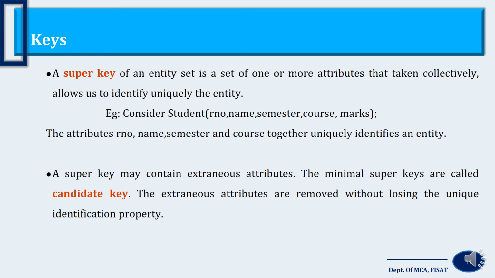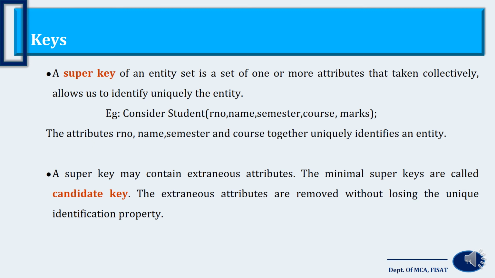This super key may contain some extraneous attributes. So the minimal super keys are called candidate keys. The extraneous attributes are removed without losing the unique identification property. Such keys are called candidate keys. Though we are removing some extra attributes, the unique identification property should not be lost. Such types of keys can be called candidate keys.